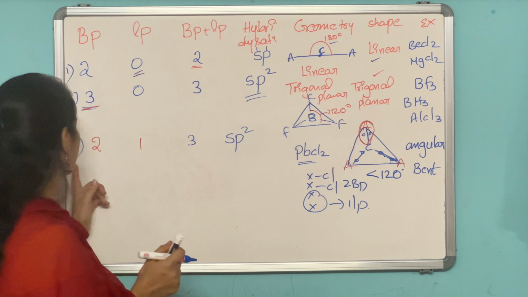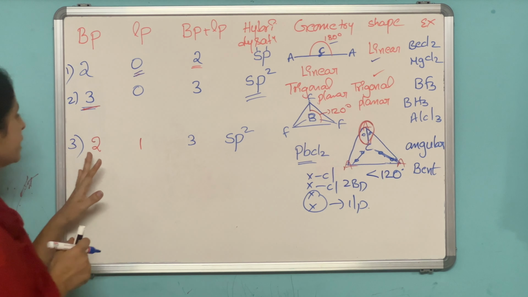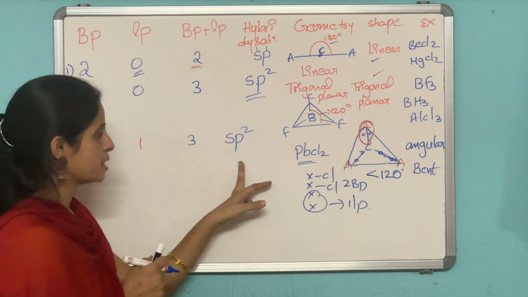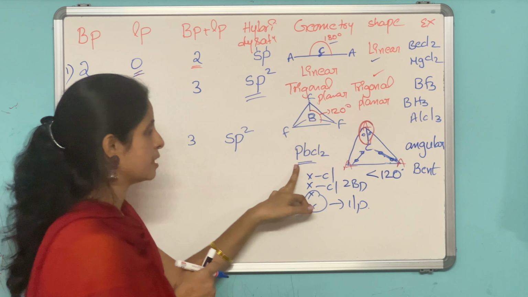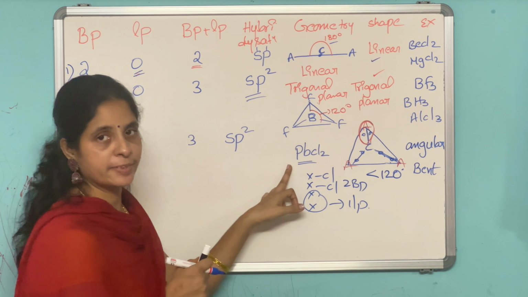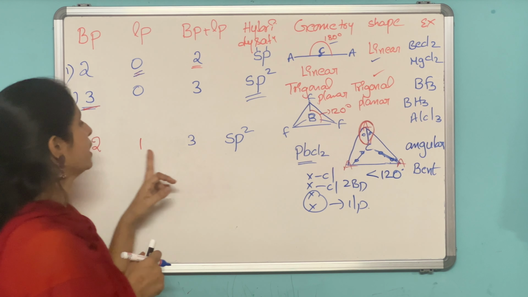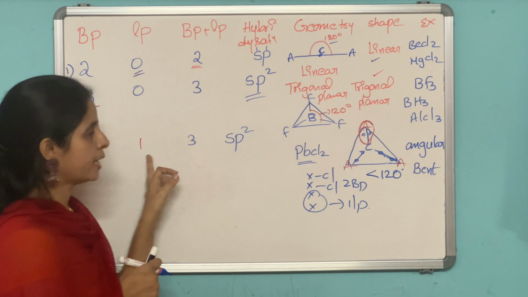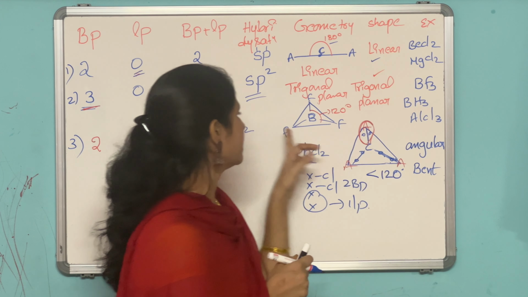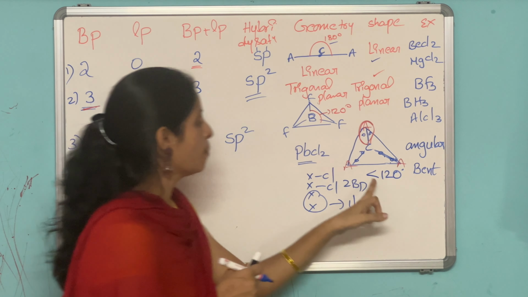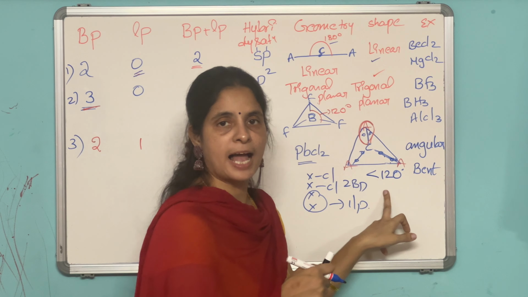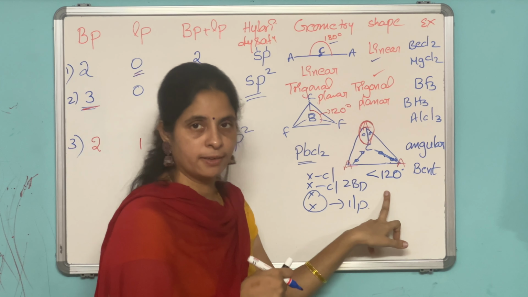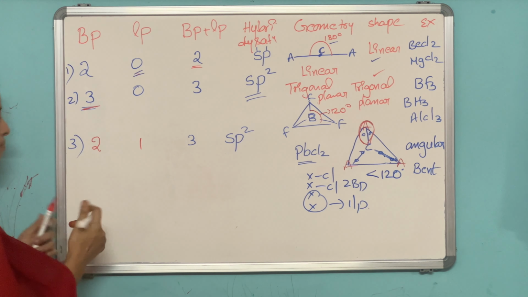Okay. So here it is, if it is altogether 2 plus 1, 3 bond pair plus lone pair, hybridization is sp2, and the example I have given is PbCl2. If you are given PbCl2, it is sp2 hybridization, 2 bond pairs and 1 lone pair. And here the geometry is trigonal planar, but coming to the shape, it is angular or bent shape with a bond angle less than 120. Okay, clear? Next.